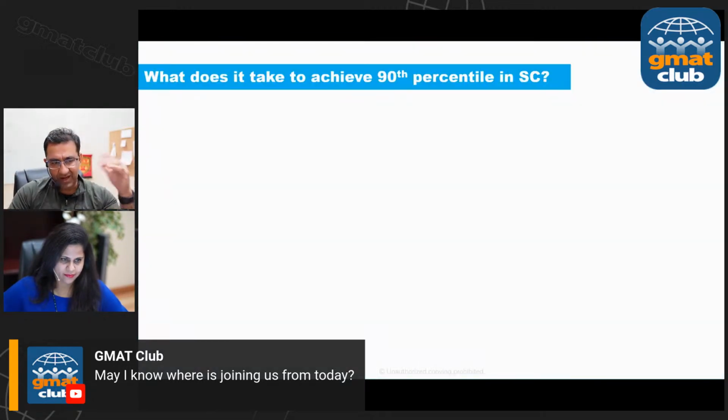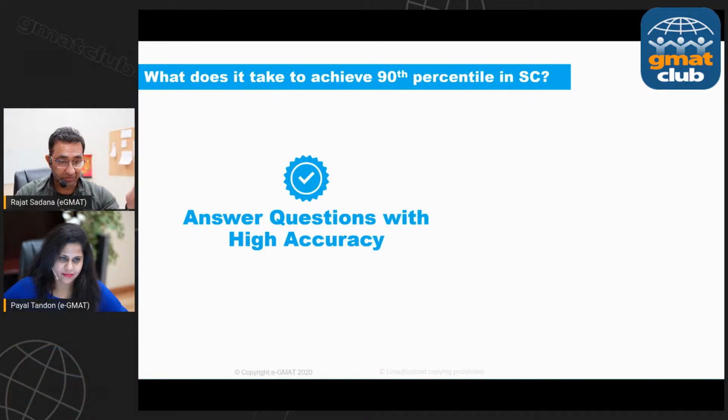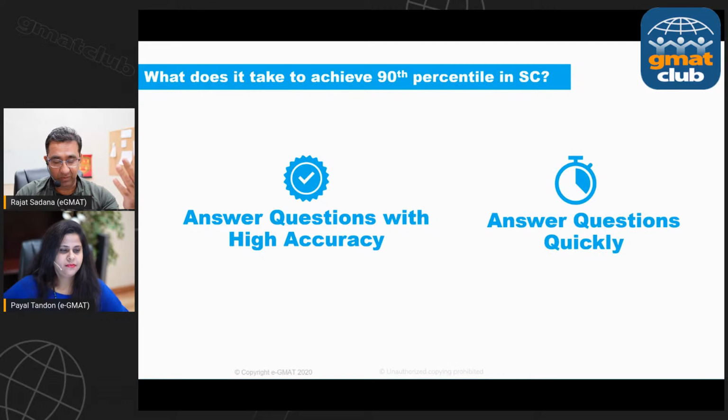But then let's kind of go back. What does it take to achieve 90th percentile? This one says SC, but we're talking about SC or CR or RC. The philosophy, the principles remain the same, and so fundamentally you need to do two things. One is you need to answer questions with high accuracy, and then you've got to answer them quickly. And we're going to focus on achieving both these goals today. So having said that, let us get started.